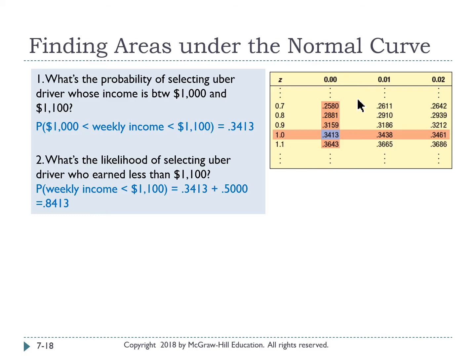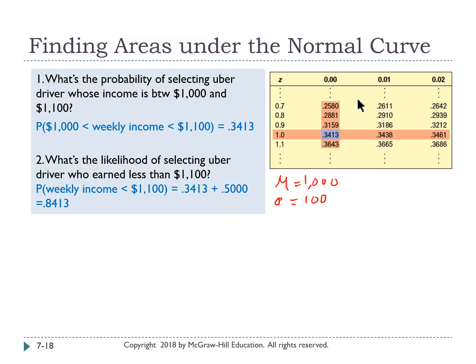This slide is the continuation of slide number 14 that talks about the incomes of Uber drivers. In slide number 14, the important point is that your mu equals 1000 and your standard deviation equals 100. Given these two pieces of information, we should be able to answer these two questions. What is the first question? What is the probability of selecting an Uber driver whose income is between 1000 and 1100?